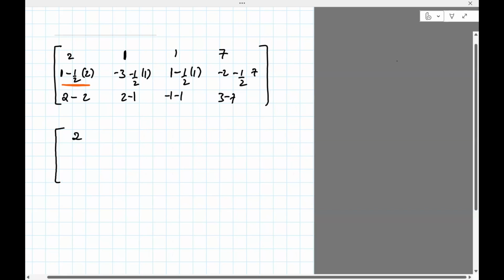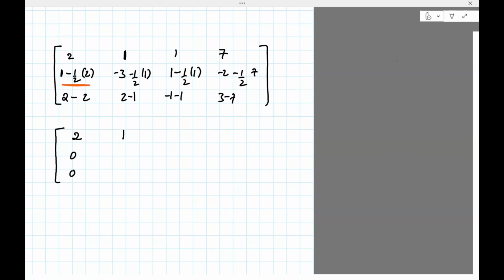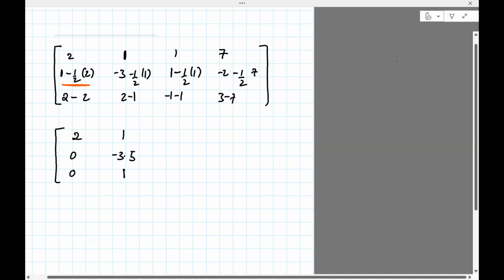2 remains as is. 1 minus 1 is 0. 2 minus 2 is 0. Then we have 1, which will remain as is. So minus 3 minus half is minus 3.5. Two minus 1 is simply 1.